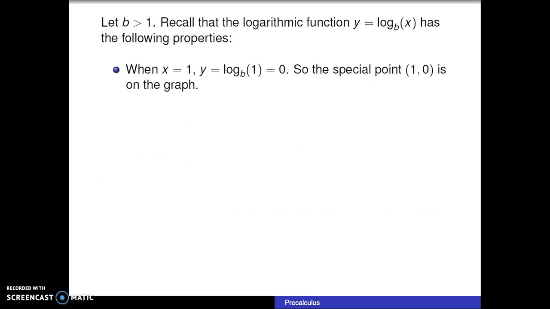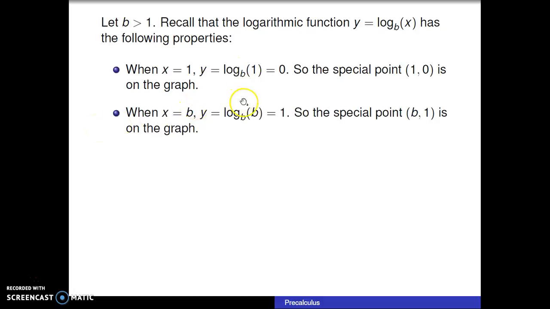Okay, so we're also going to talk about logarithmic functions, and we'll go through this a lot quicker. So let's recall some basic facts about logarithm functions. If we've got y equals log base b of x, remember when x equals 1, then y is equal to log base b of 1, which is 0. That's one of our special values of logarithms. So this special point (1, 0) is on the graph. When x equals b, y is equal to log base b of b, which is equal to 1. That's another special value of a logarithm. So this special point (b, 1) is on the graph.